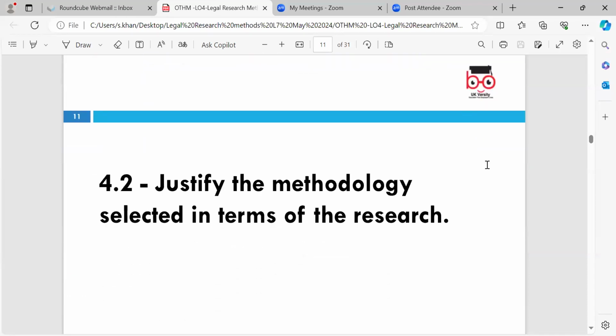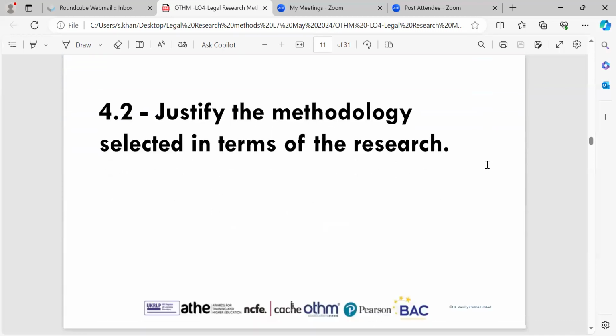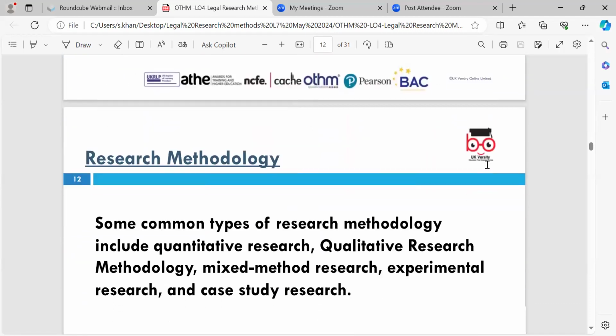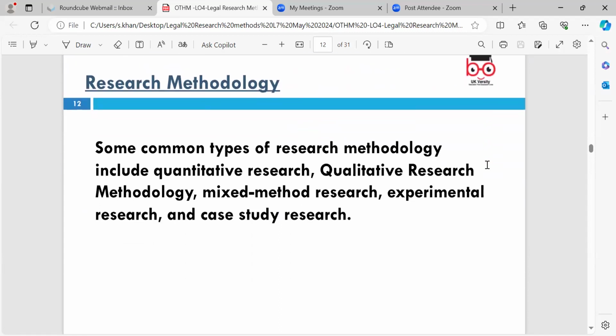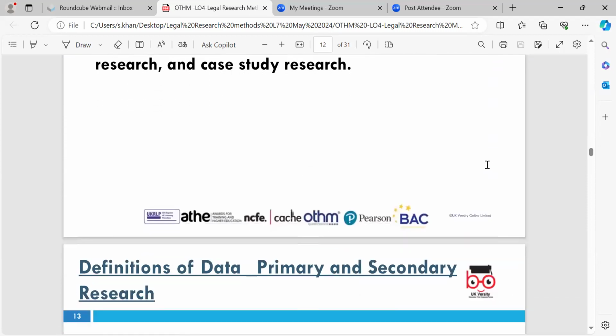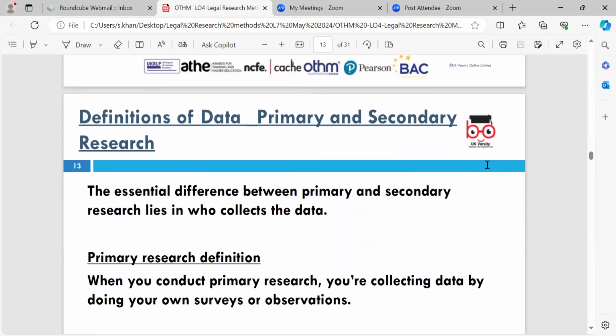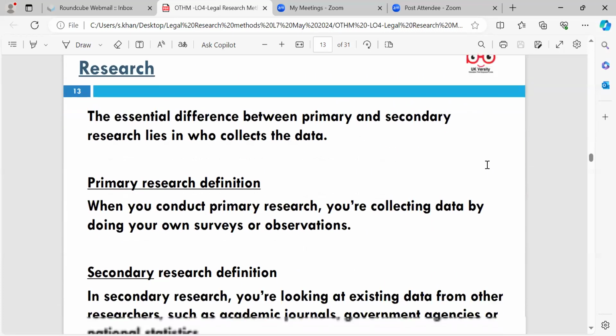Now we're going to go on to looking at 4.2, which is looking at justifying the methodology selected in terms of the research. So, research methodology. Some common types of research methodology include quantitative research, qualitative research, mixed method research, experimental research, and case study research. Definitions of data, primary and secondary research.